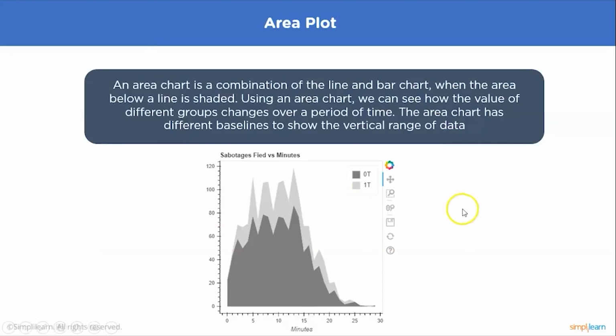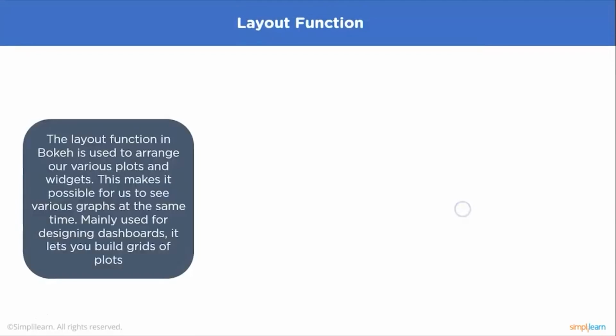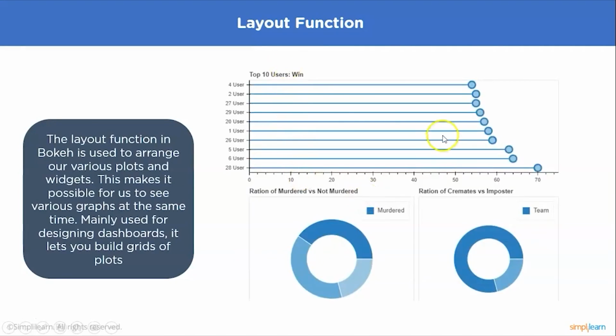Now let's take a look at the layout function of our Bokeh library. The layout function will let us build a grid of plots and widgets. We can have as many rows and columns or grids of plots in one layout. Using the layout function, we can see various graphs at the exact same time. Mainly used for designing dashboards, it lets you build grids of plots. So this is basically what your layout function will help you do.